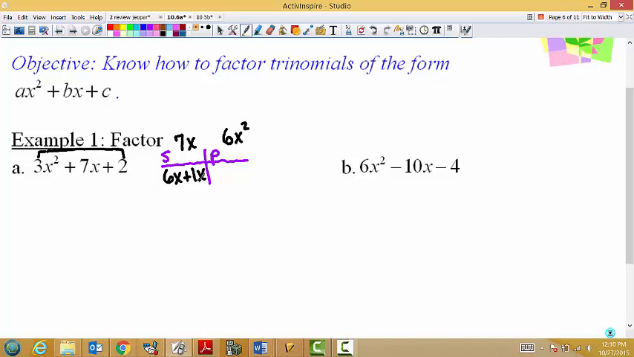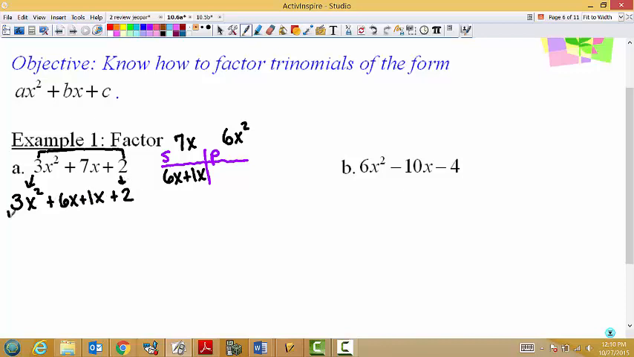And I will tell you that if you put your bigger number first, it will make it easier for you. So if you have 6 and 1, put 6 before 1. It makes it a little bit easier to factor. So I'm going to bring down my 3x squared, replace 7x with 6x plus 1x, and bring down my plus 2.